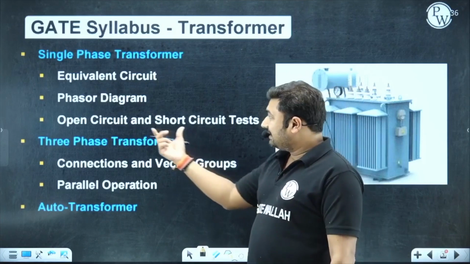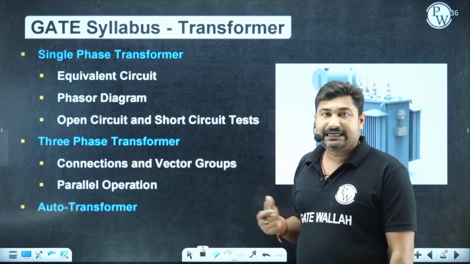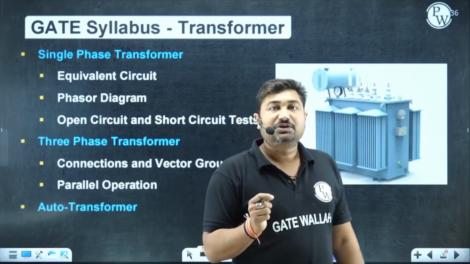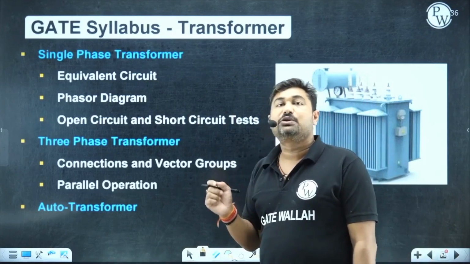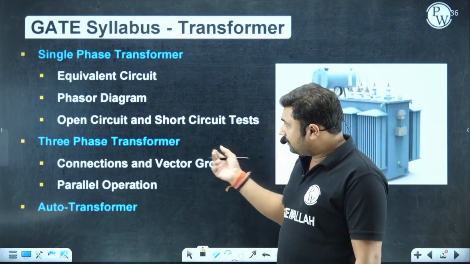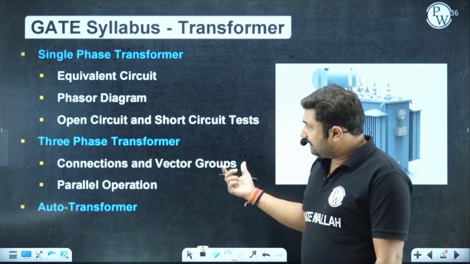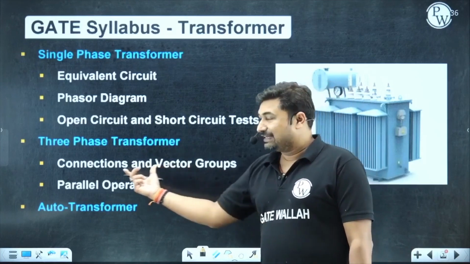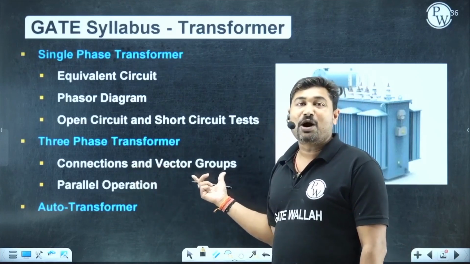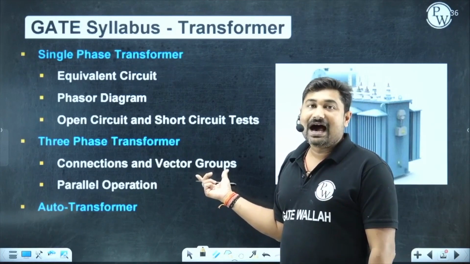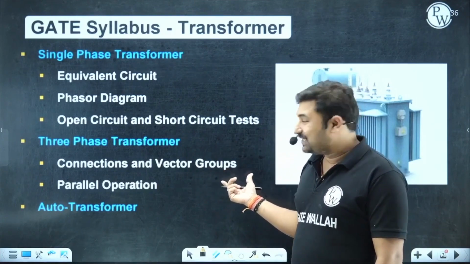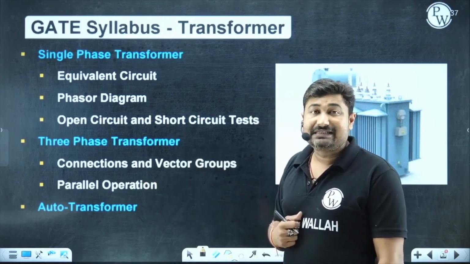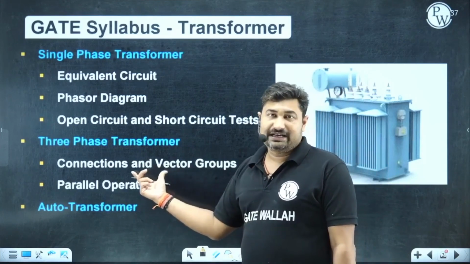Okay. Then in the testing, they have only mentioned the open circuit test and short circuit test, but the polarity test is also essential. So we will learn about the polarity test and also Sumpner's test. Later on, three-phase transformer is mentioned in the syllabus as connections and vector groups. The words connections and vector groups automatically include all types of three-phase transformer along with the special connections like the Scott connection, the open delta connection, and the zigzag connection. So it includes all connections.